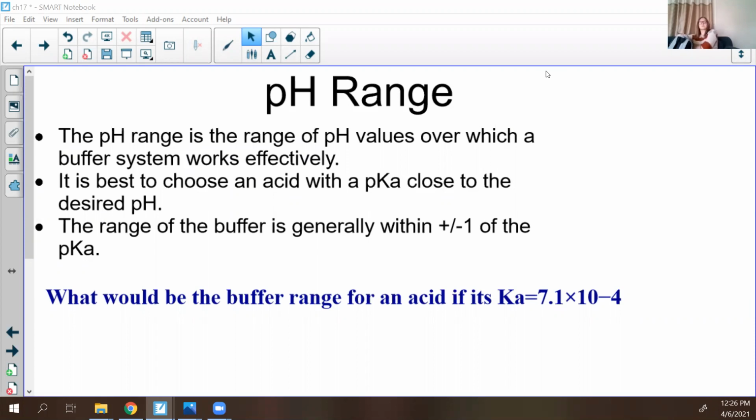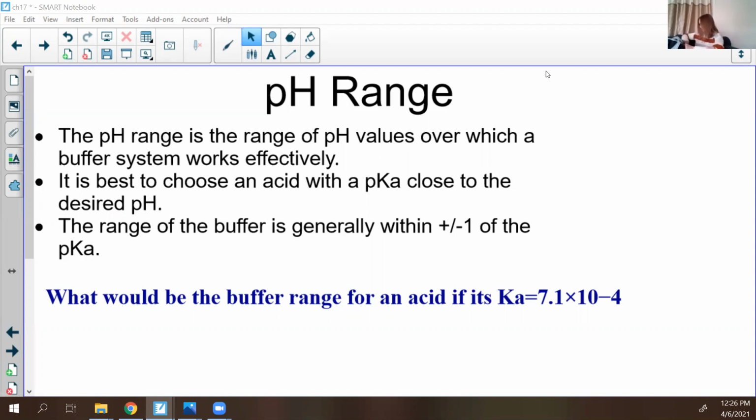Okay, pH range is the range of pH values over which a buffer system works effectively. Yes, Judah. I'm sorry. The first two videos, there's days of this aren't up. Is that because you did them on the iPad? Probably. I don't know. I can look for them. Yeah, they were done on the iPad, so they're probably not really in existence. You could go to my YouTube channel and find them from previous years, though, I guarantee that.